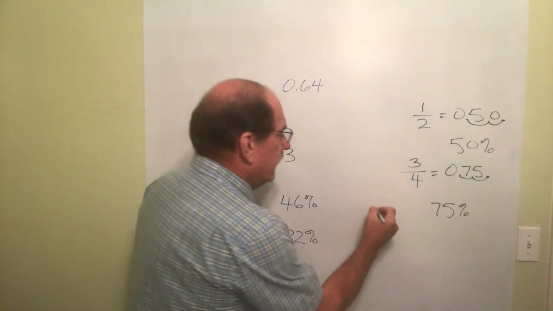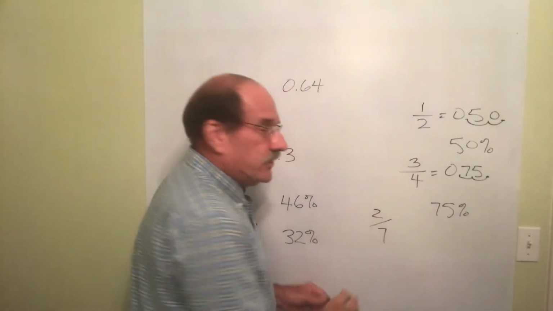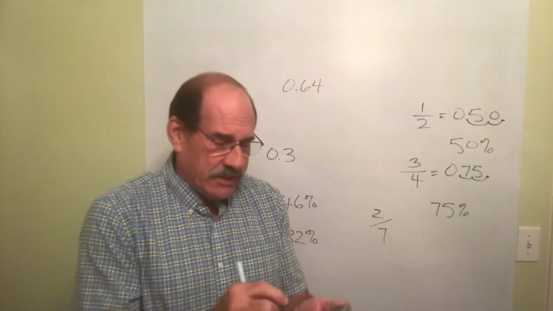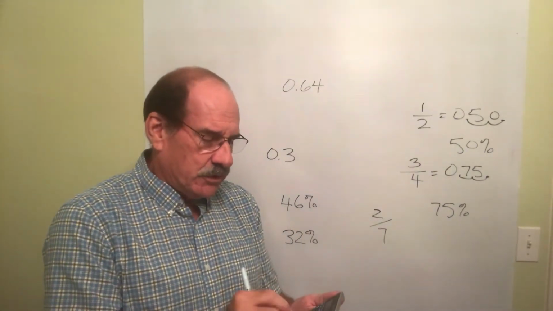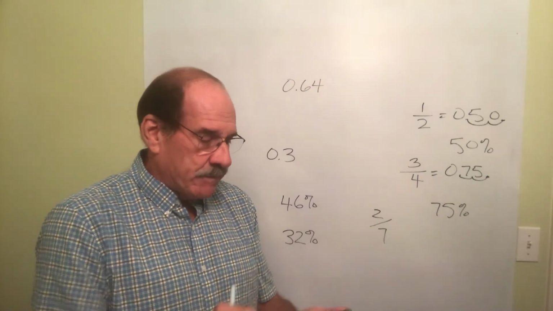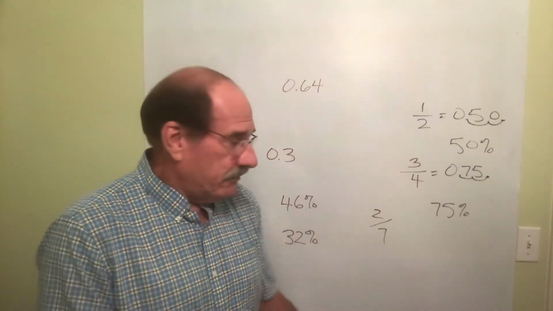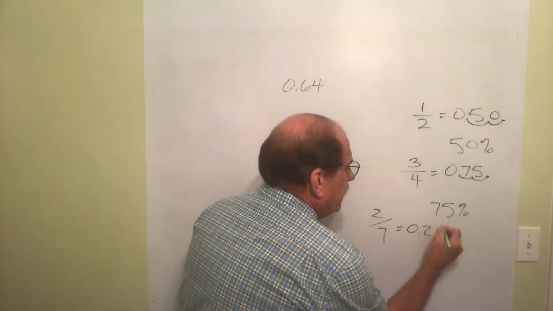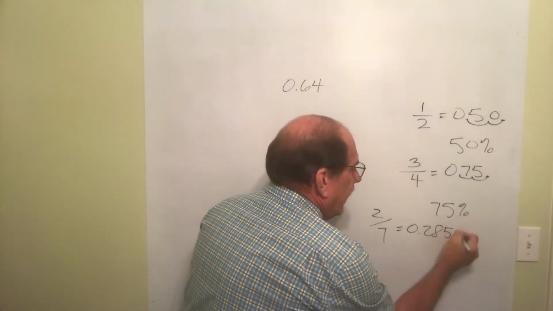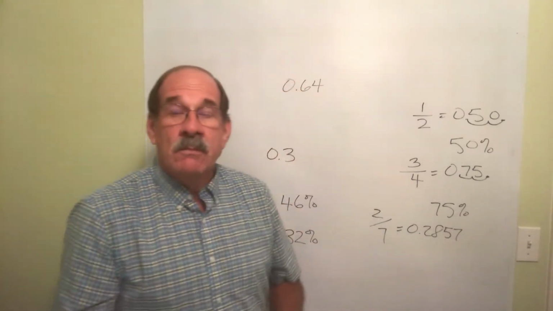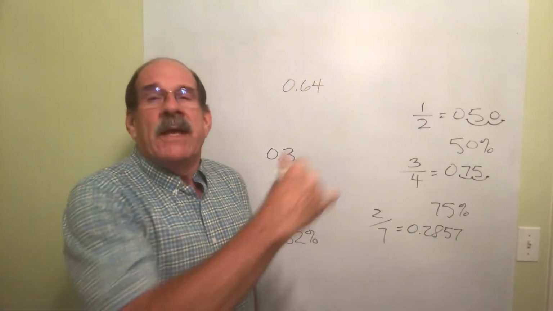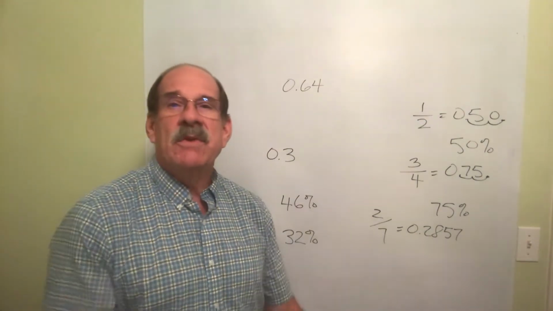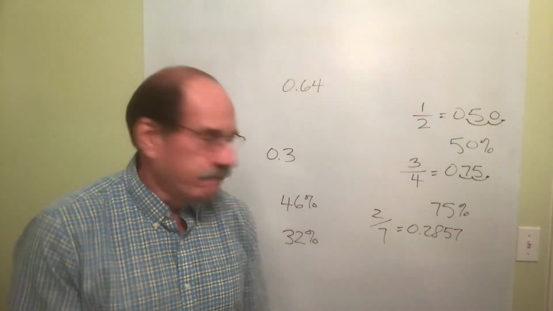What about something like 2/7? Well, I don't know what that is. I hadn't memorized that. If I take 2 divided by 7, that's going to be 0.2857. It keeps on going. And it goes on and on. I just stopped it right there. Okay, it keeps on going forever, to infinity and beyond, as they say.